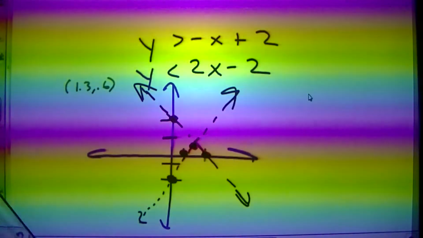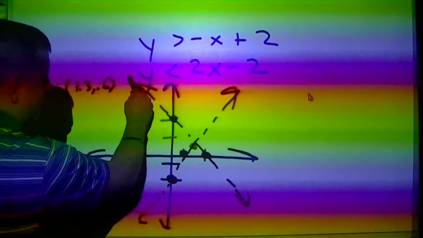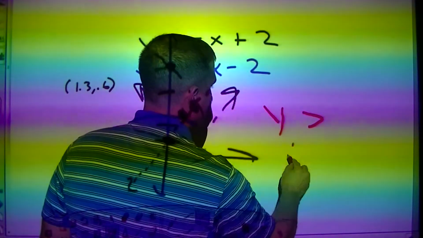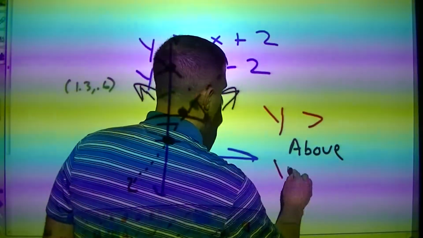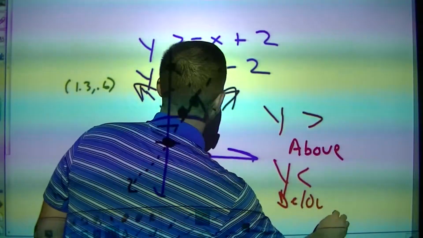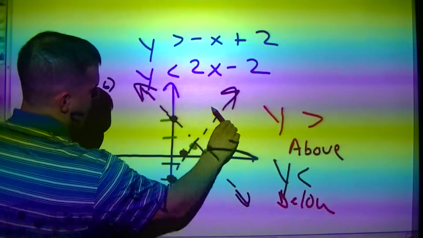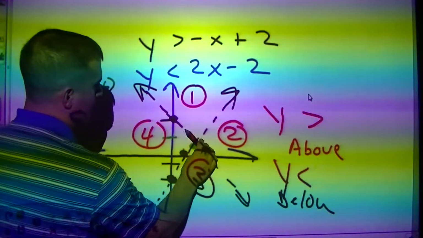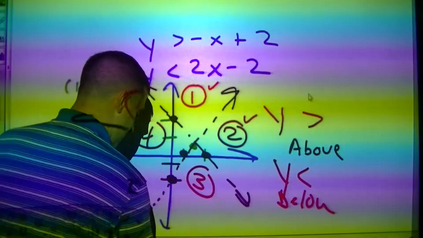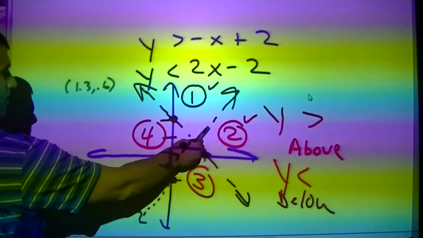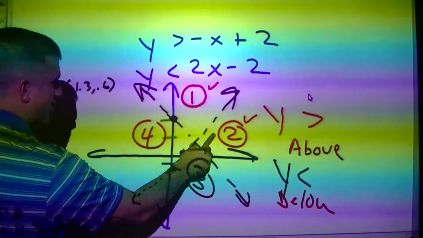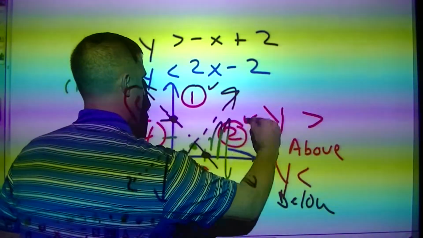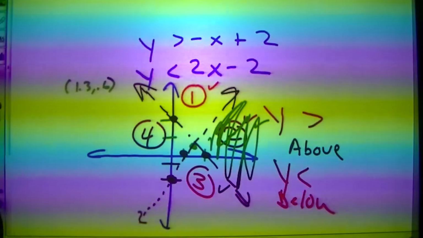Now it's time to shade. Let's start with this first one, the line I graphed here. This says y is greater than. Remember, if it's y is greater than, it's above. If it's y is less than, it's below. So this one is above. This is region 1, 2, 3, and 4. Above this would be these 2. Then this one, y is less than, which is below, which is these 2 regions. The only region to get 2 check marks is that one, and so that's my answer.